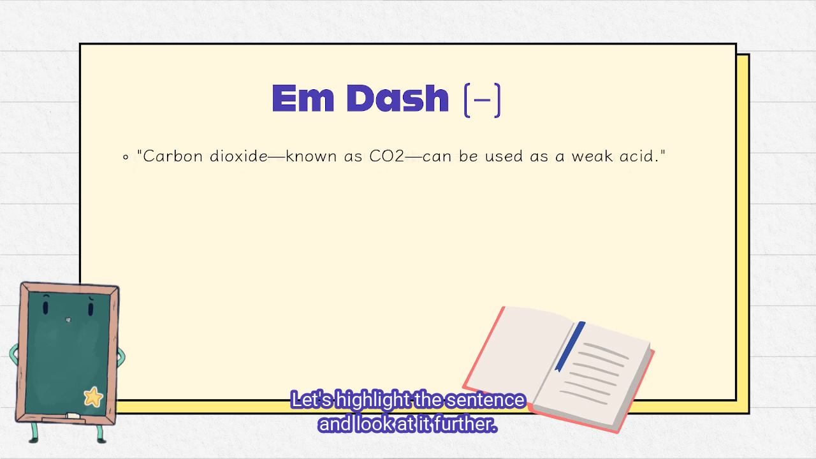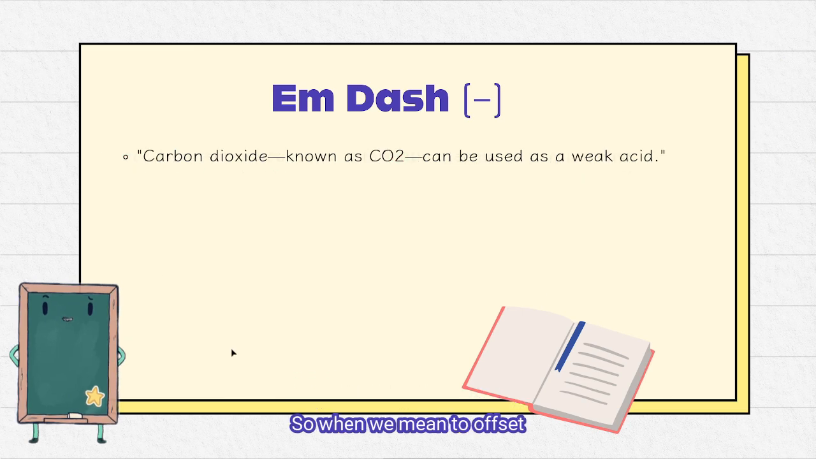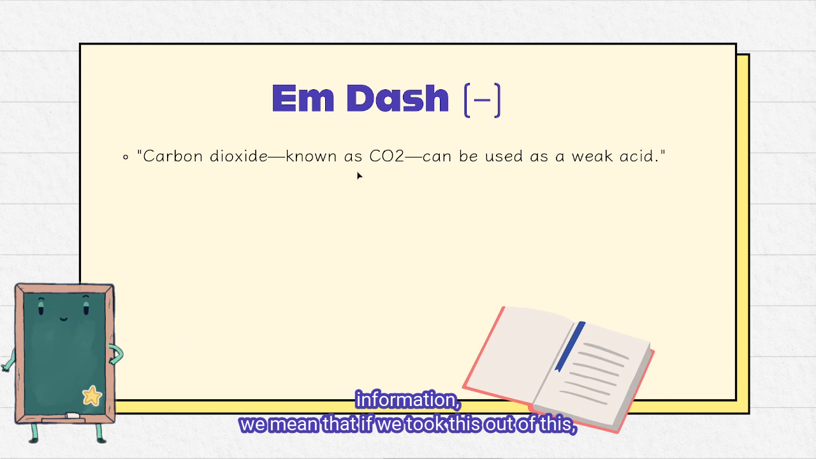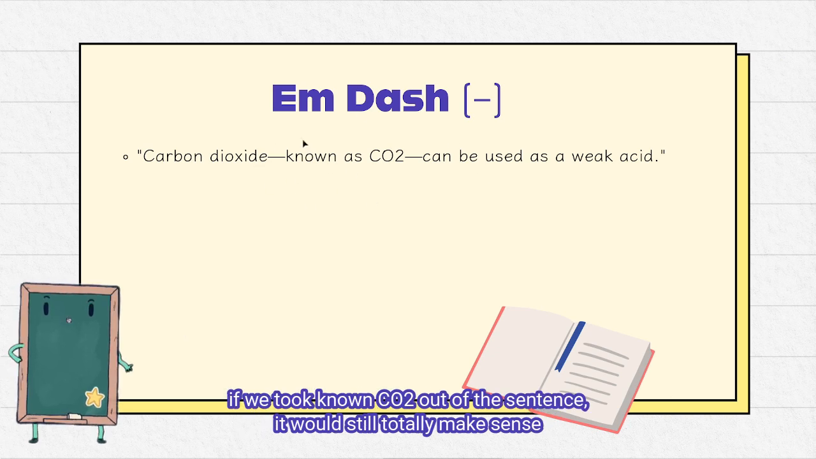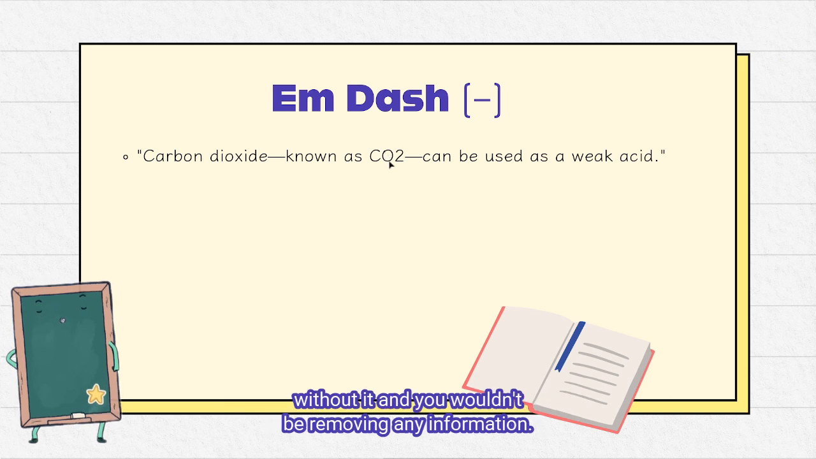Let's highlight the sentence and look at it further. When we mean to offset non-essential information, we mean that if we took known as CO2 out of the sentence, it would still totally make sense without it.